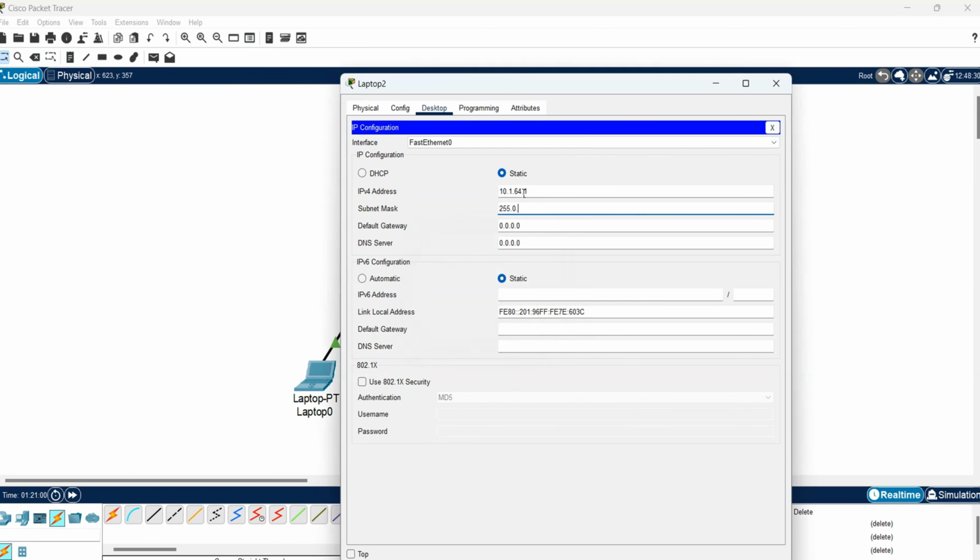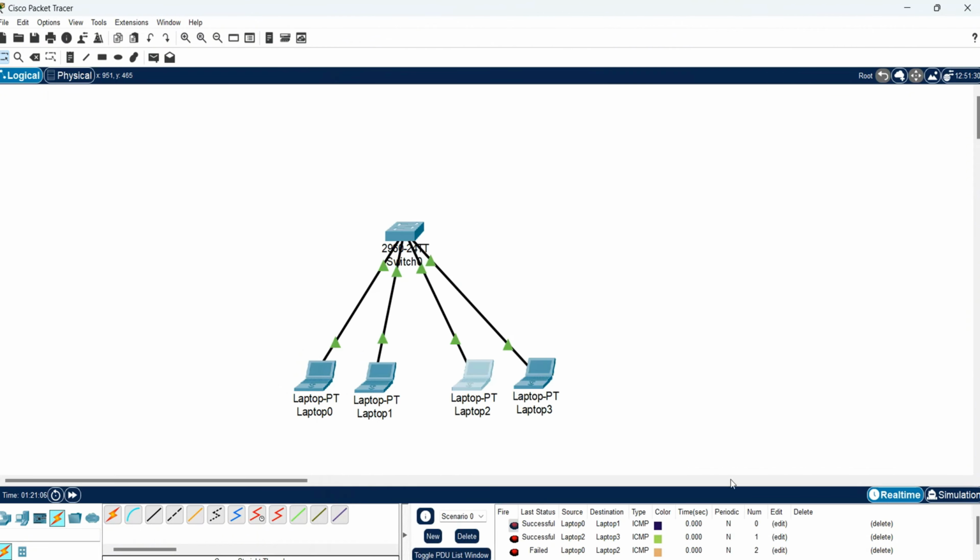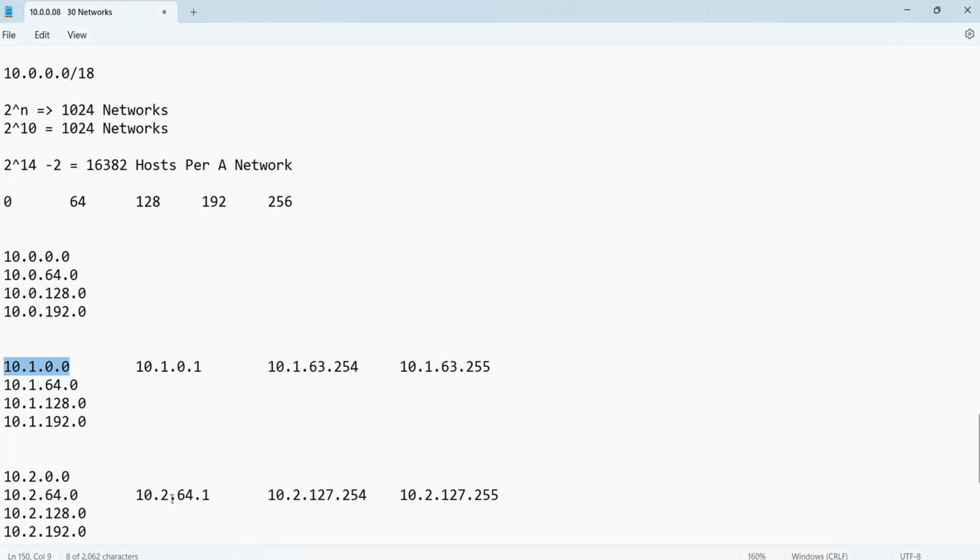10.1.64.1 and 255.255.192.0. There you go. So 10.1.64.1. I'm using this one over here, the one I didn't do. So the next one is 10.1 what? What's the next one? 127.254.